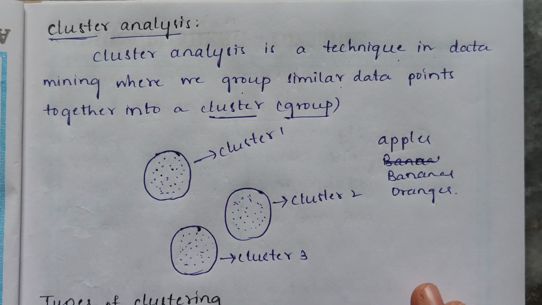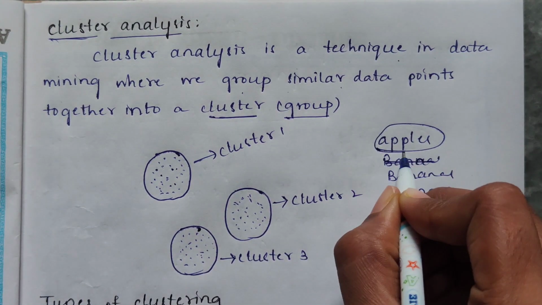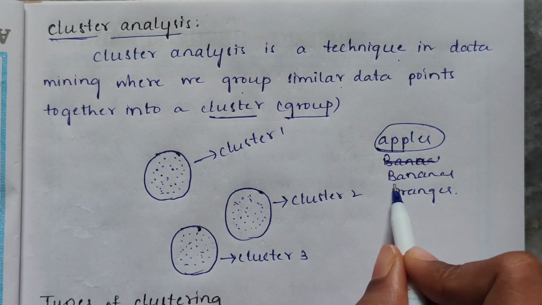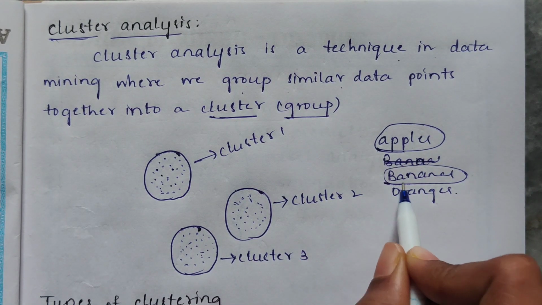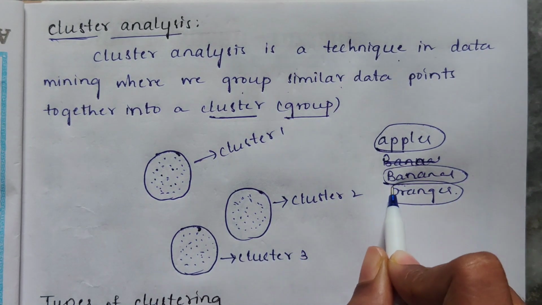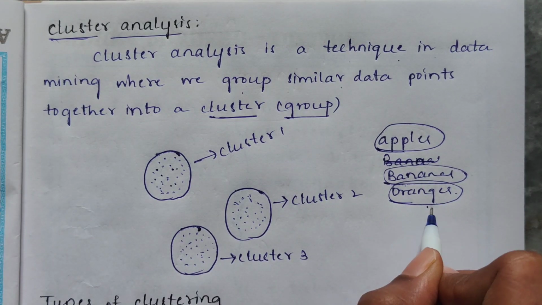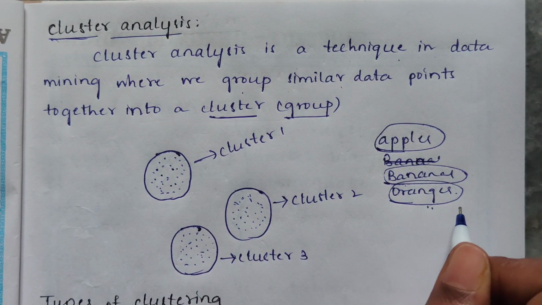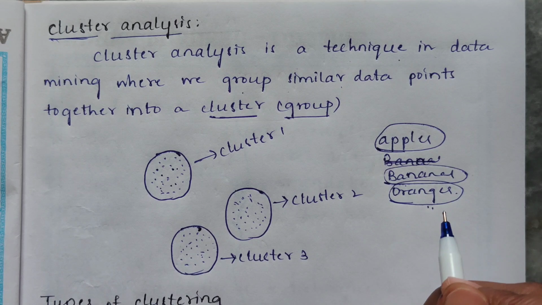And the process of sorting all these three types of fruits into different baskets is nothing but cluster analysis. That means grouping all apples together into one basket, similarly grouping all bananas together into one basket, and grouping all oranges together and keeping them in one basket. Here we have formed three baskets, right? Those baskets are nothing but clusters.